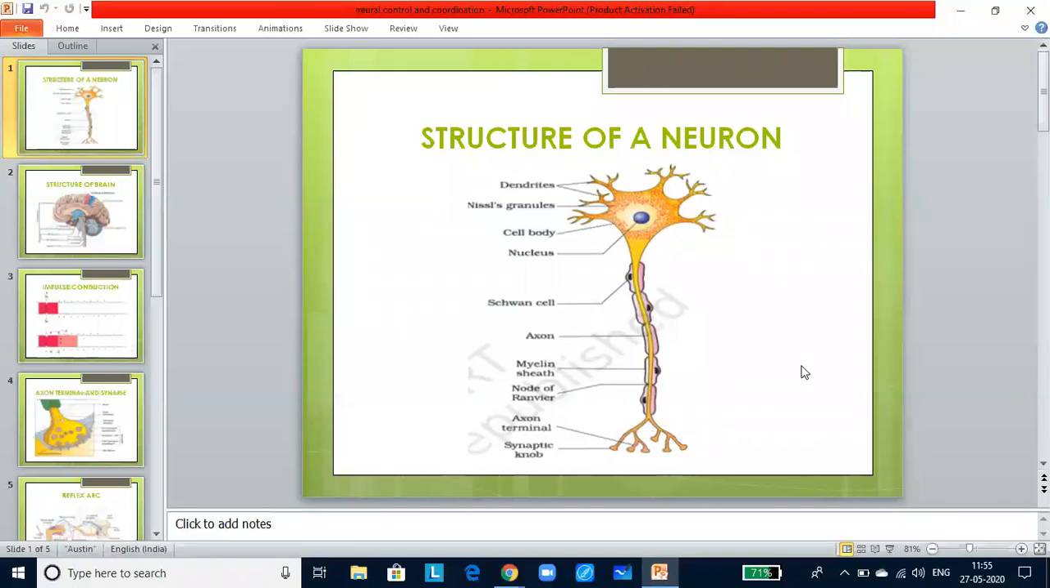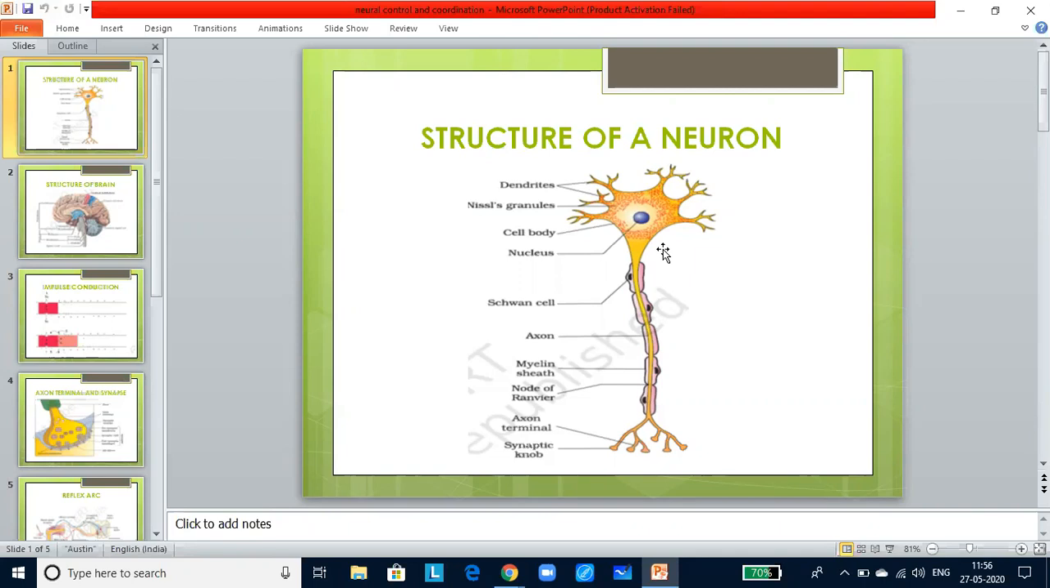Dendrites are the cytoplasmic processes from the cell body. Cell body is also called the cyton or the soma. It contains cytoplasm with typical cell organelles and certain granules called Nissl's granules. Axon is a single long extension of the cell body and it is protected by neurolemma. Neurolemma is the plasma membrane like structure surrounding the neuron.